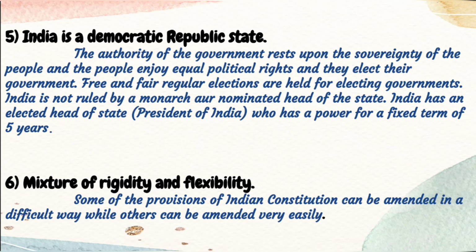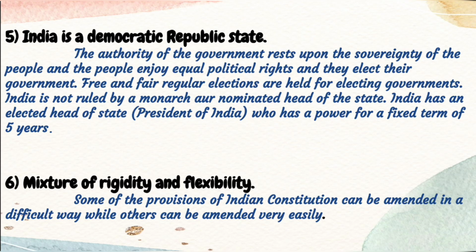So the authority of a government rests upon the sovereignty of the people, and the people enjoy equal political rights and they elect their government. So there will be a free and fair regular election for electing governments, and India is also not ruled by any monarch or nominated head. So it will be elected by the head of the state, that is called president, who has a power of a fixed term. जिसके पास अनलिमिटेड पावर नहीं है, एक फिक्स टर्म के लिए पावर, दैट इज फॉर 5 years. ओके, ही ऑल्सो कैन चेंज्ड बाय द पीपल.